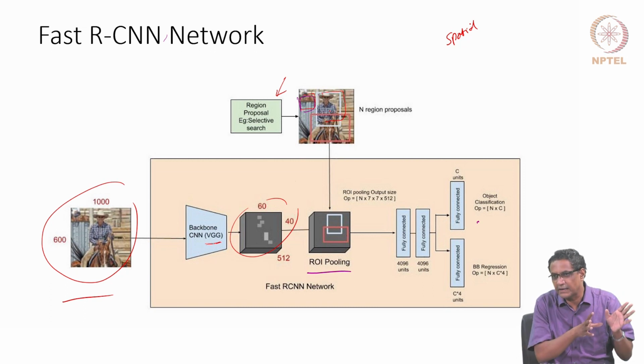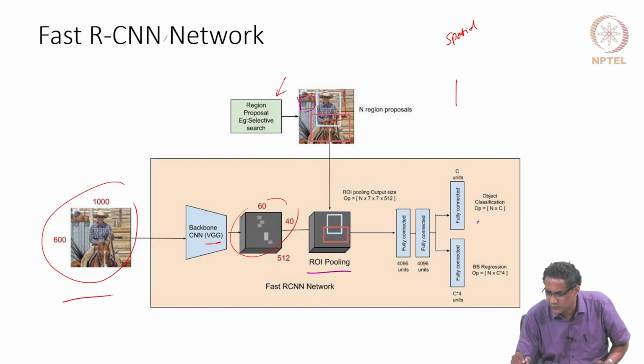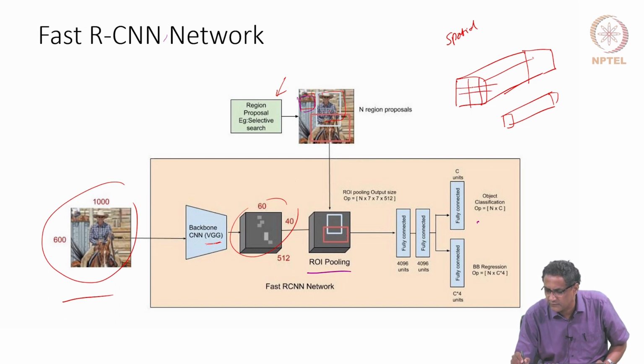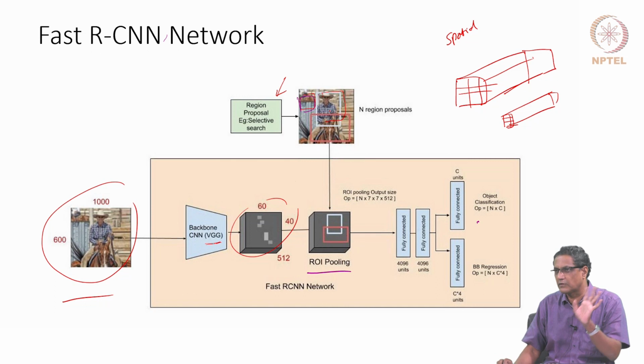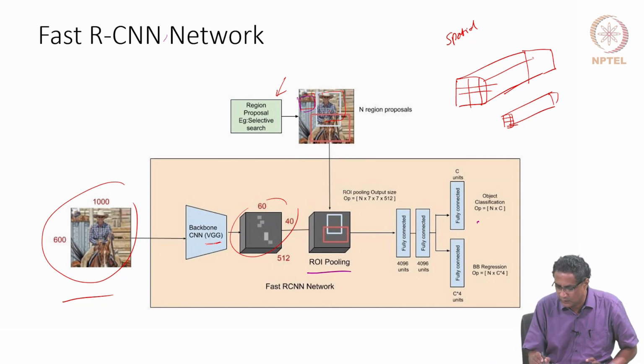It's exactly the same idea. If it is of a different size, it doesn't matter. For example, if I had one cuboid like this, and another cuboid which is smaller, in both cases, if I say this should be divided into, let us say, 3x3, this should also be divided into 3x3, and that is done. So now I do not have to worry about the size. That is exactly this ROI pooling.